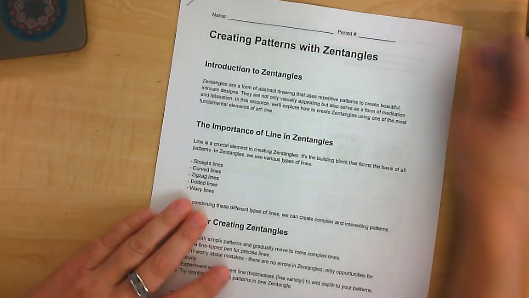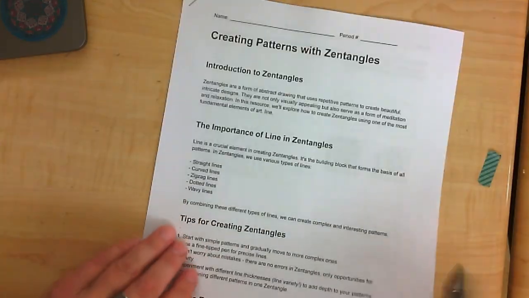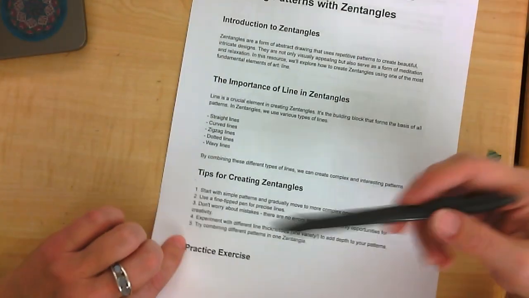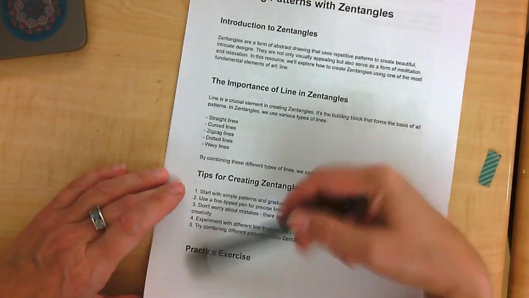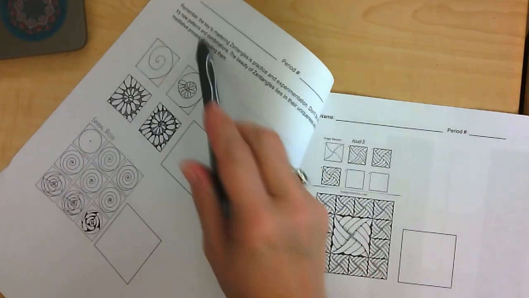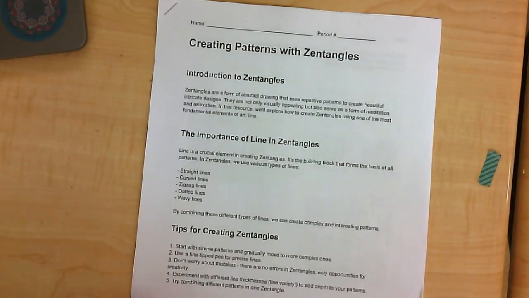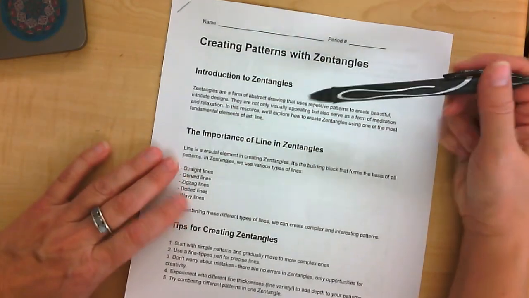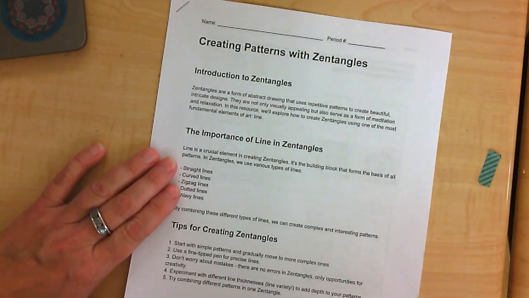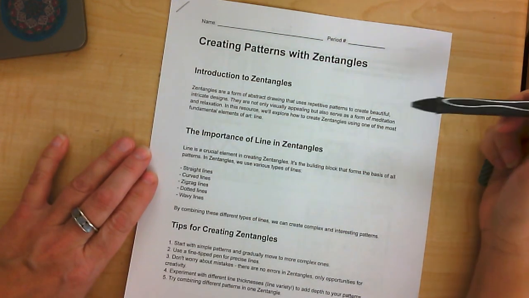So anyway, I have this worksheet that focuses on creating Zentangles, and I didn't realize that my practice exercise heading was there. It really belongs over here, so right here. I apologize, so this gets carried to the next one. Basically, Zentangles are a form of abstract drawing that uses repetitive patterns to create beautiful, intricate designs. They are not only visually appealing, but also serve as a form of meditation and relaxation.